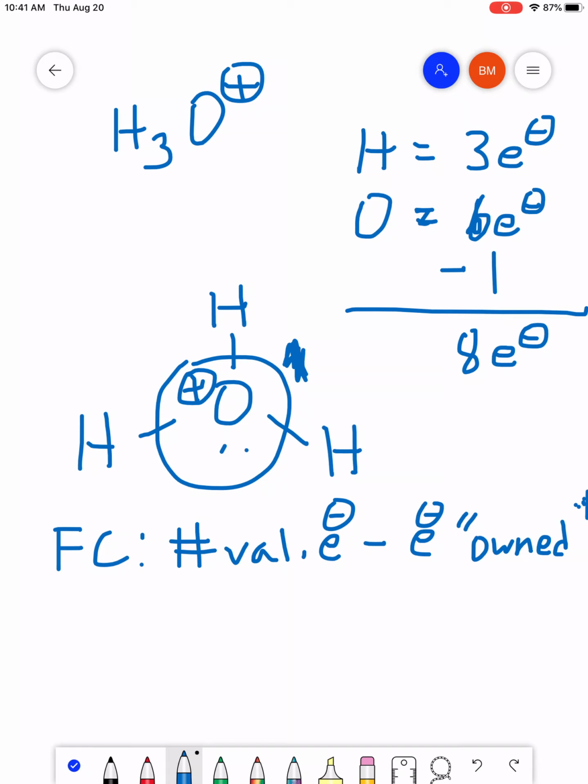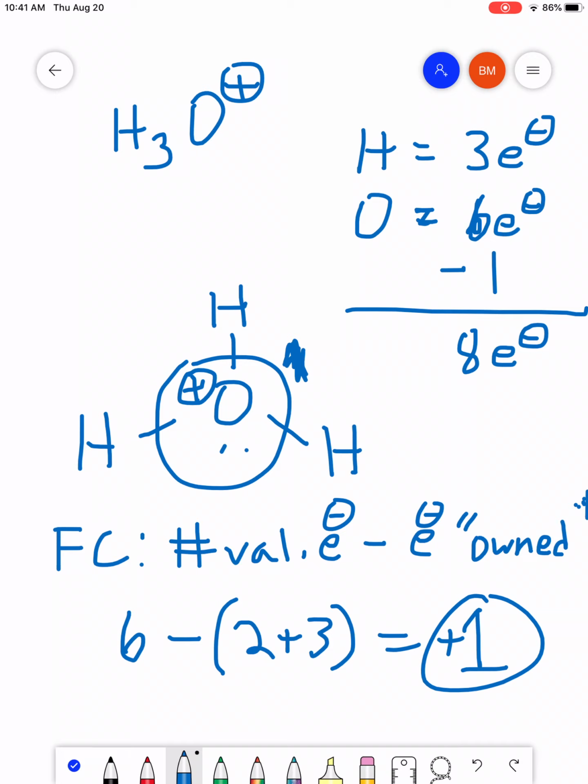Okay? So if we look at this one, oxygen has 6 valence electrons. We're going to subtract the number of electrons owned. It's got 1 unshared pair all to itself, so that's going to be 2. And oxygen is also making 3 bonds. It can claim ownership of 1/2 of each one of those bonds, so it can claim ownership of 1 electron from each bond. So that's going to be 3. So then you say 6 minus 2 plus 3. That's going to equal positive 1. And therefore you can do the mathematical calculation for any given atom and figure out what its formal charge is.